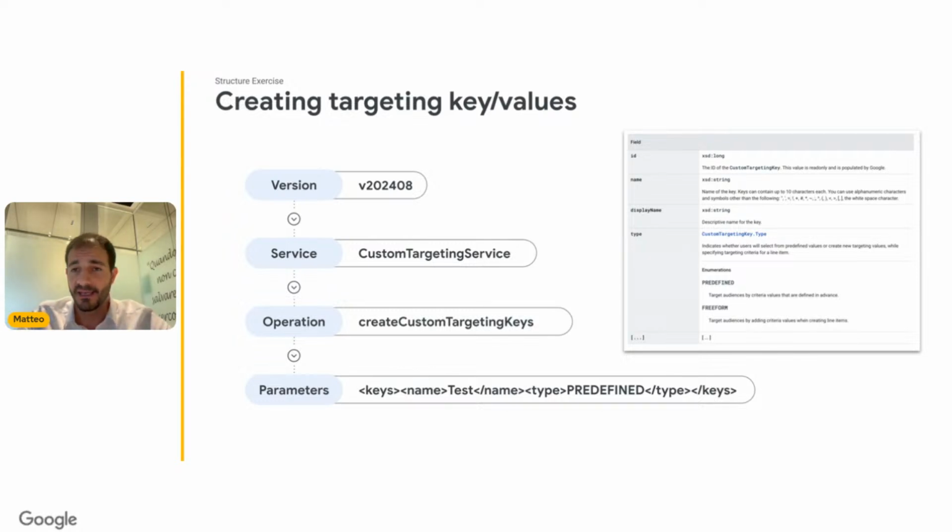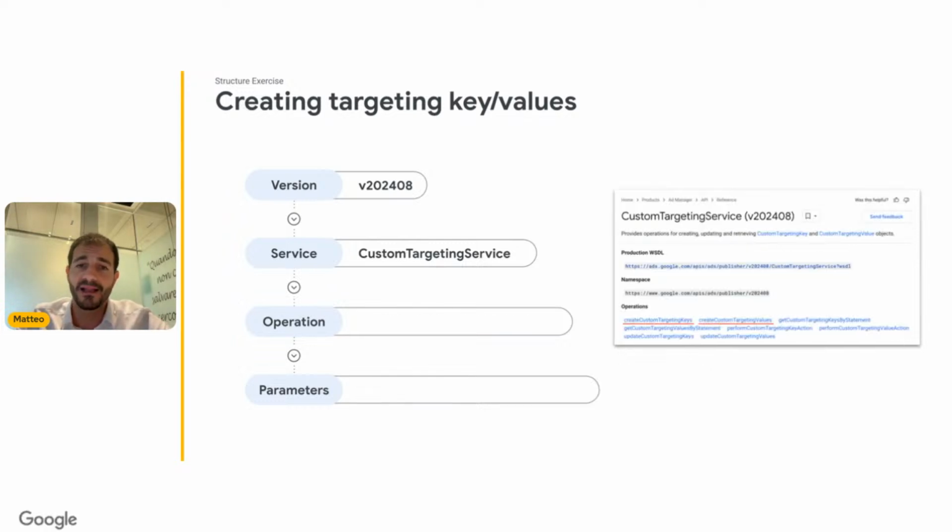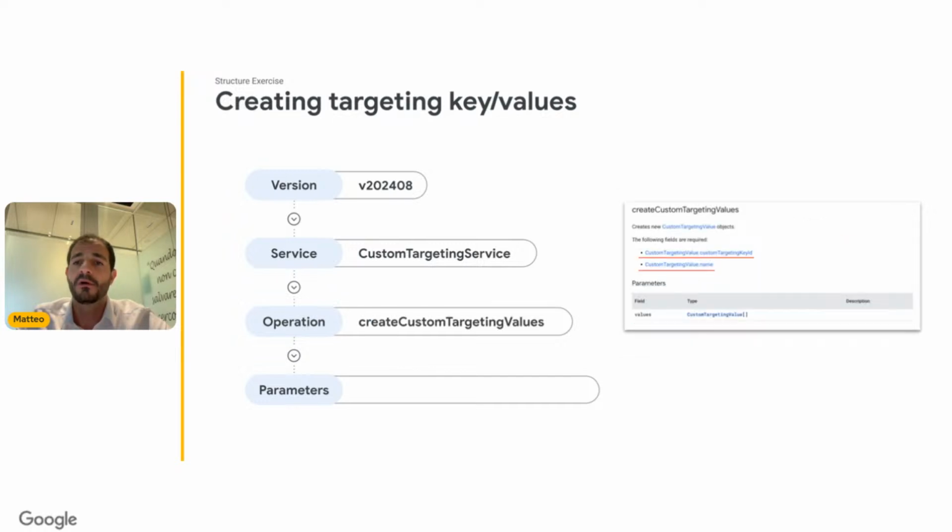Now that we have the key ID, we need to create the values. So in order to do the values, we again go back to the custom targeting service. As you can see, there's a create custom targeting keys, create custom targeting values operation. We're going to use that one. Kind of like the create custom targeting keys, this one requires an object of type values. And the object has, again, two parameters, custom targeting key ID, which we got previously, and then a name.